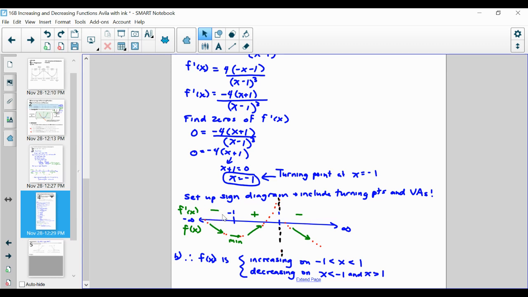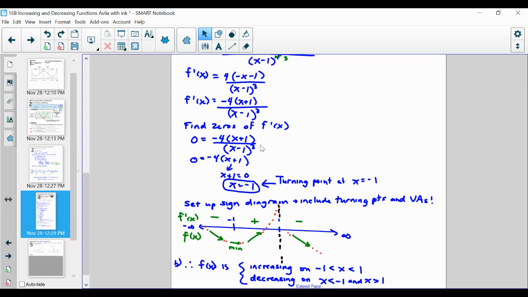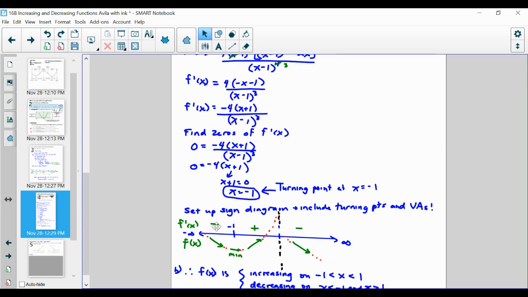Now I've divided my function into some intervals that I'm going to test. I'm going to test values that are between negative infinity and negative 1. So back in my derivative here, if I plugged in a number that was smaller than negative 1, say negative 2, that would give me a negative here, and it would give me a negative value here. So I'd have a negative times a negative divided by a negative, which would give me an overall negative result. If my derivative is negative, it means my function is decreasing.